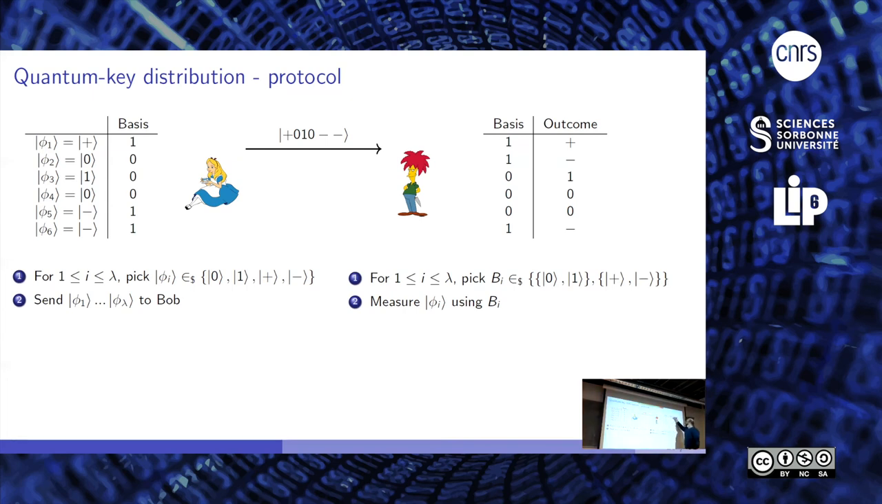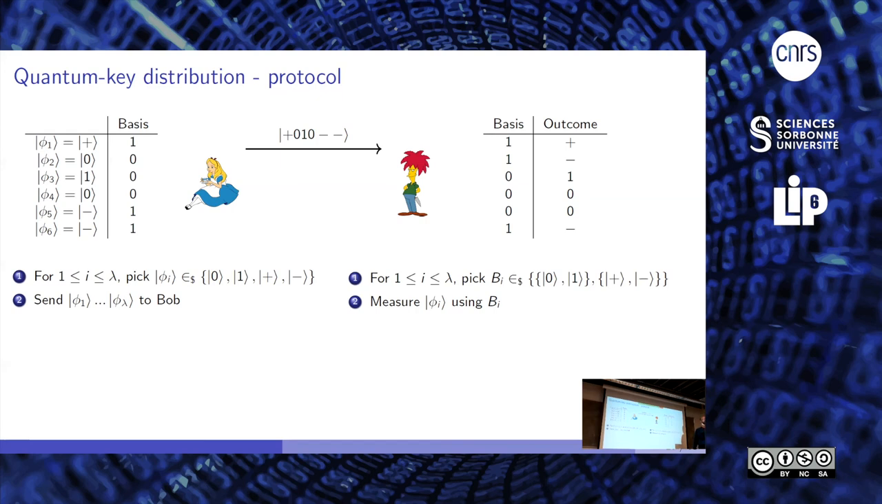Okay, some of the times, when by chance Bob's basis matches Alice's basis, then the outcome is deterministic. Otherwise, it's just a random value independent of the state chosen by Alice. Is it clear for everyone?